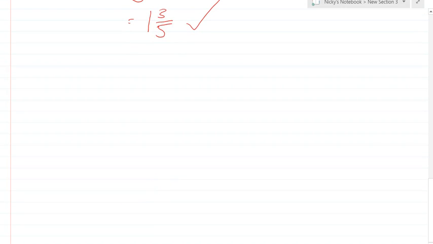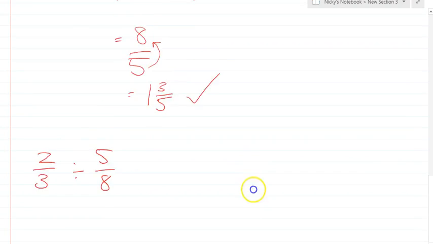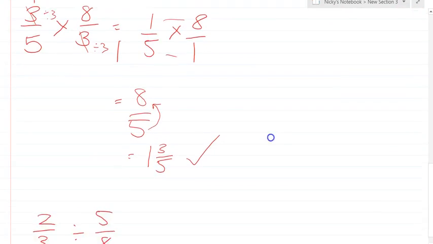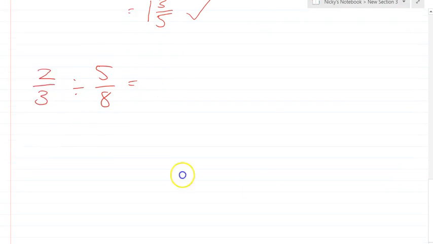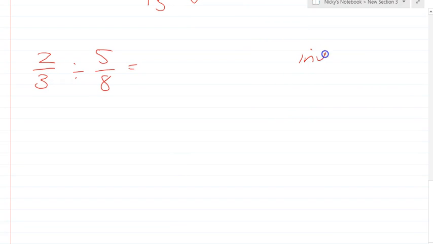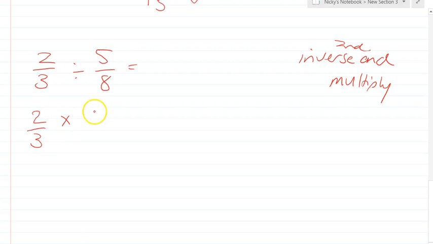Let's do another example. Let me pick a good one for you. Okay, 2/3 divided by 5/8. I didn't just do that, did I? No, okay, just checking. We're going to inverse and multiply the second fraction only. So 2/3 remains the same, multiply instead of divide, and inverse my second fraction.